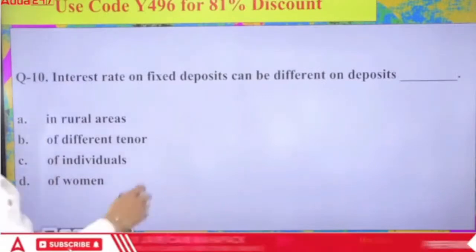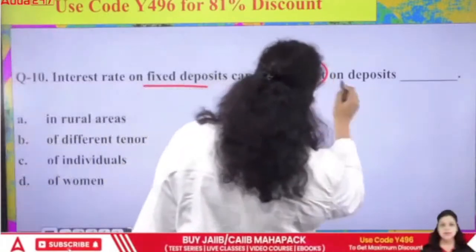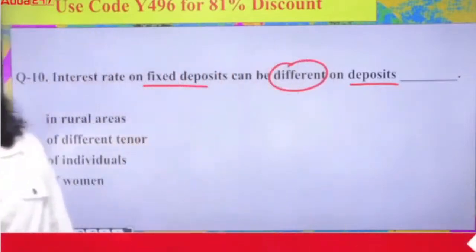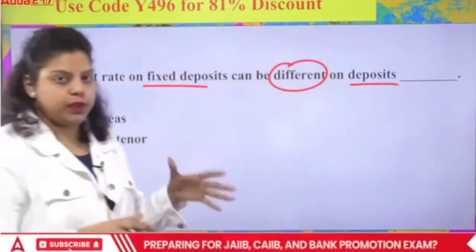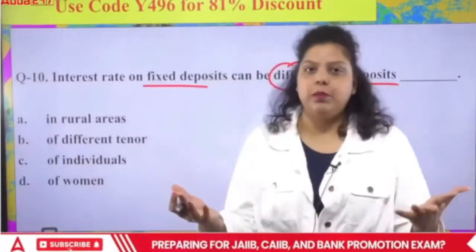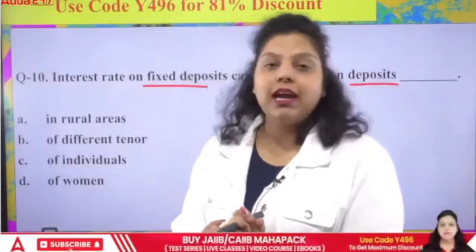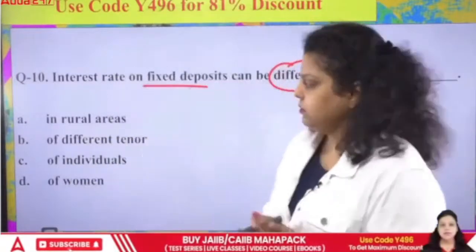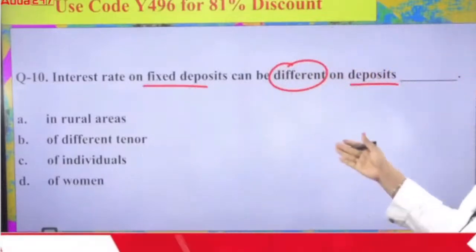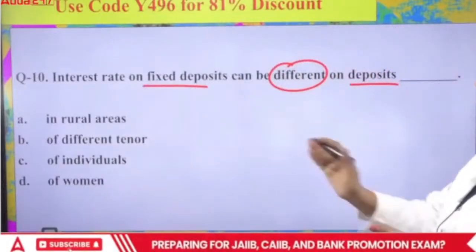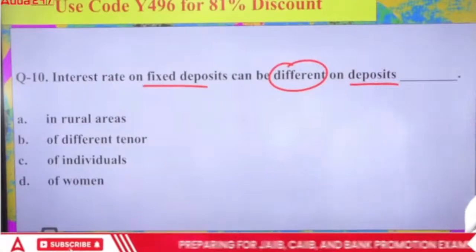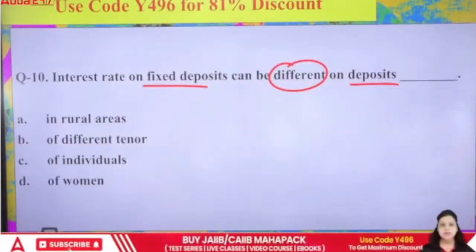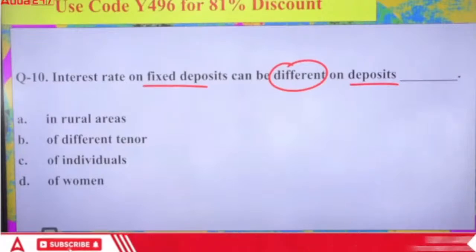Tenth. Interest rate on fixed deposit can be different on deposit dash. On what condition or by which particular points are banks deciding the interest rate to be provided on the term deposit? First, in rural areas. Second, of different tenures. Third, of individuals. Fourth, of women. So on the basis of which of the following factors does the bank decide the interest rate on the fixed deposit?